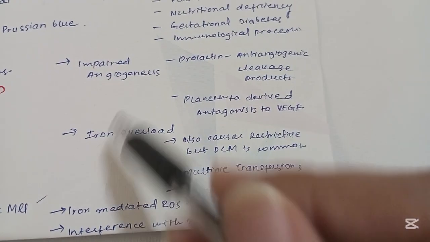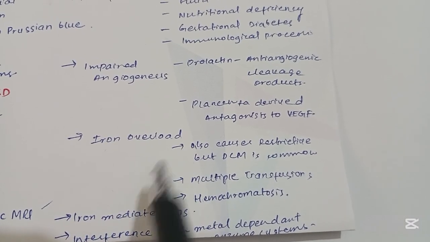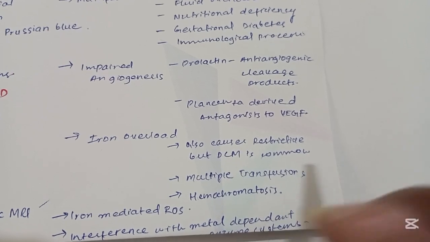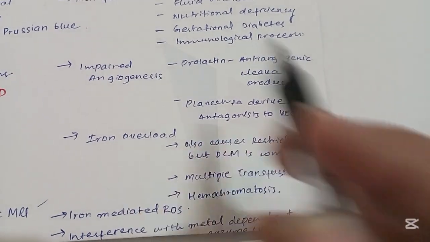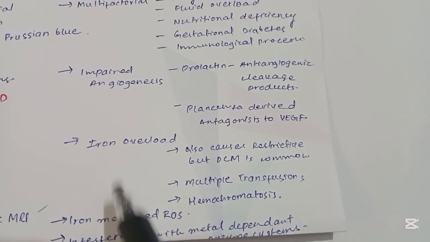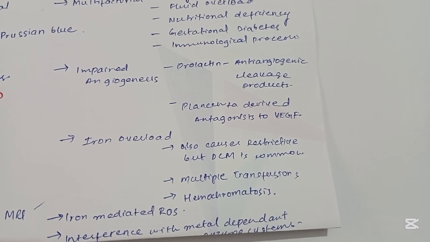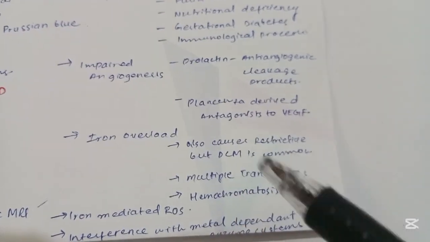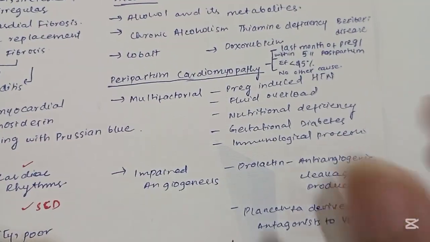Mostly, iron overload causes dilated cardiomyopathy, but it can also cause restrictive cardiomyopathy, which is also a type of cardiomyopathy, and we will discuss it in coming videos. But here, it is the most common cause of DCM, and it can result from multiple transfusions and a genetic disease, that is hemochromatosis. Here we have iron mediated reactive oxygen species, and it also interferes with the metal dependent enzyme system. So that's all about dilated cardiomyopathy.